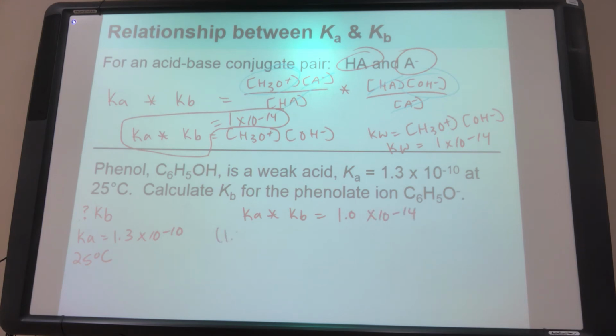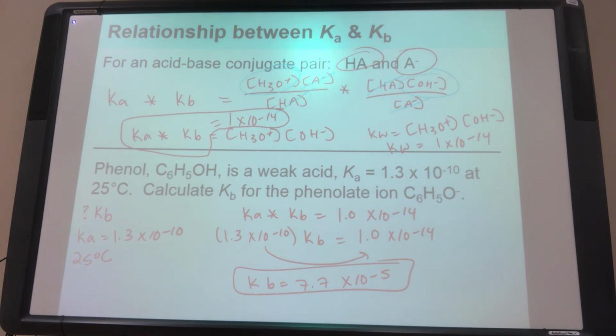So I can plug it in. Make sure you use your parentheses when you divide this over, and you get that Kb is equal to 7.7 times 10 to the negative 5. Double check it. Multiply the Kb that you found by your Ka, and make sure you can go backwards. If you put it in your calculator the wrong way and then try to go backwards, you won't get the Kw, the 1 times 10 to the negative 14. So always make sure you can go backwards and still find that.